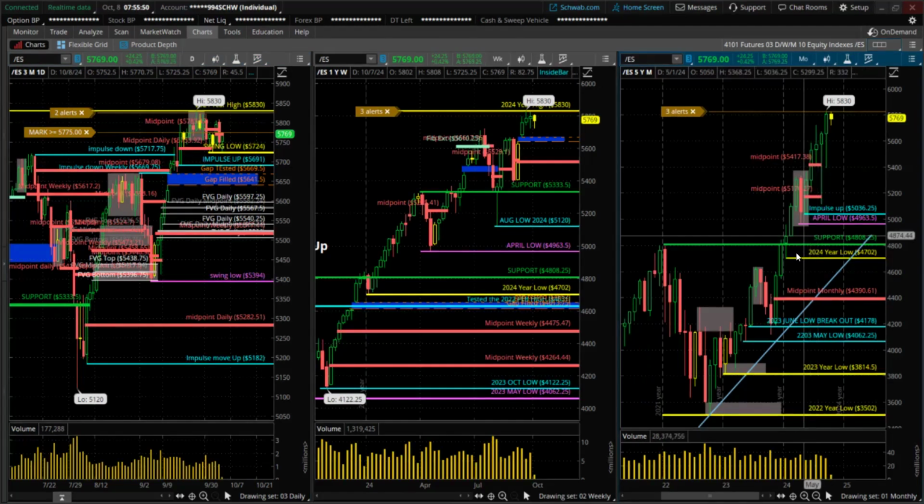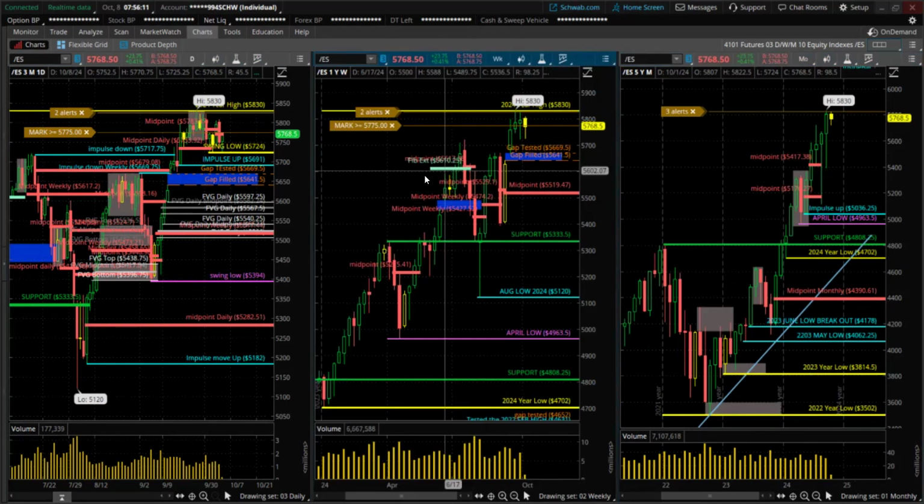S&P 500 futures. Here's the low for the year. Here's the high for the year. It's trending bullish. Current month of October, we're still inside the range of last month. So we already determined that it's bullish. It's trending up. The momentum is up.